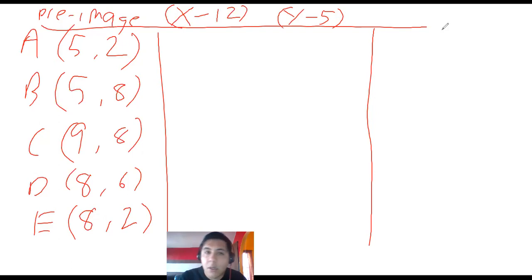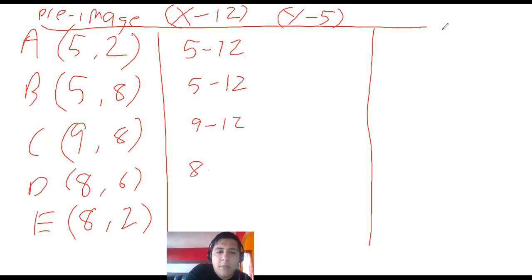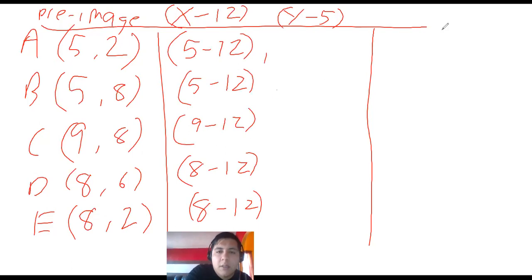So what we're going to do is say, 5 minus 12. I'm going to take my X and subtract 12 from it. 9 minus 12, 8 minus 12, 8 minus 12. So all I'm doing is subtracting. 5 minus 12, what would that give us? Negative 7. Okay.